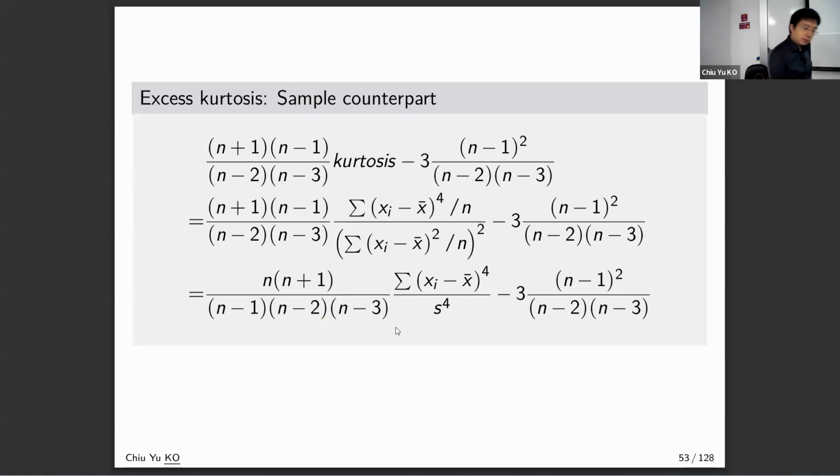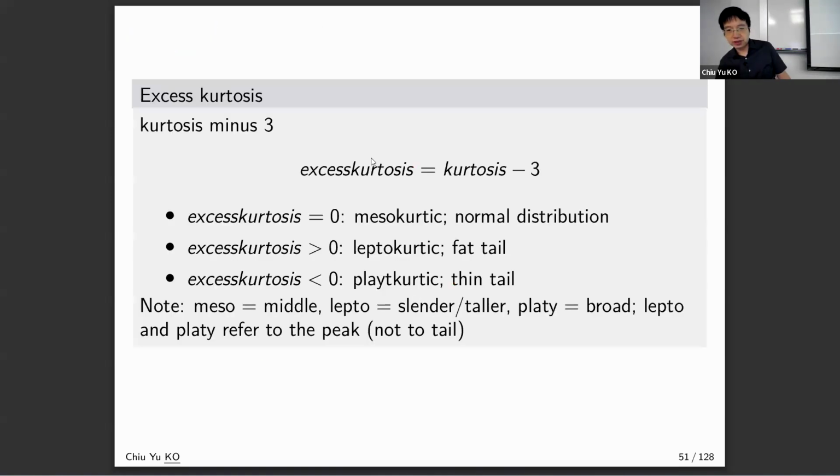Now, here comes a monster slide. And again, you wonder why I have this monster slide. It's because Excel gives you this Excel formula. Excel, unfortunately, doesn't give you this one.